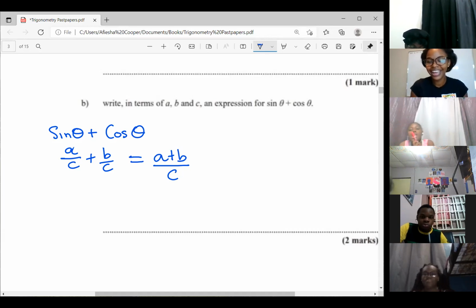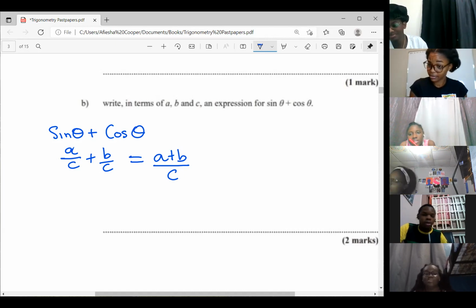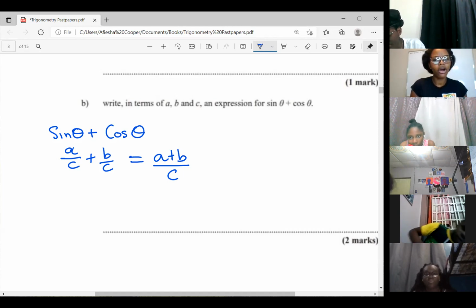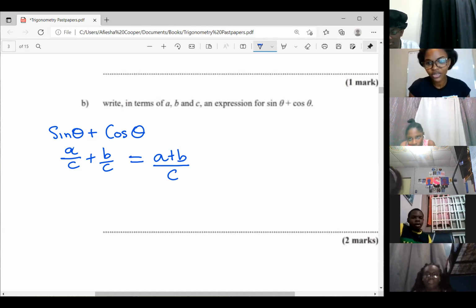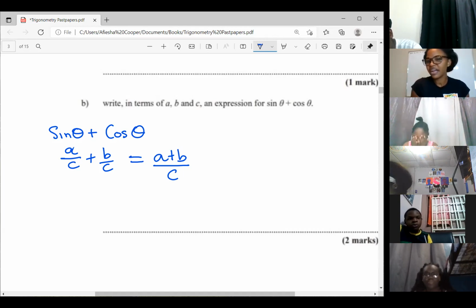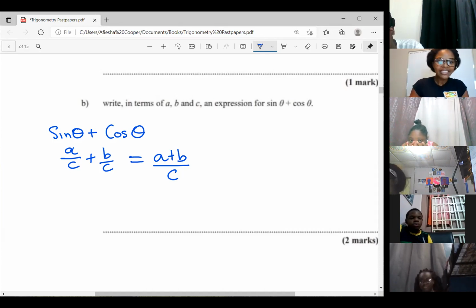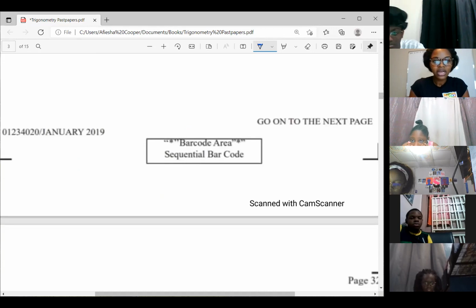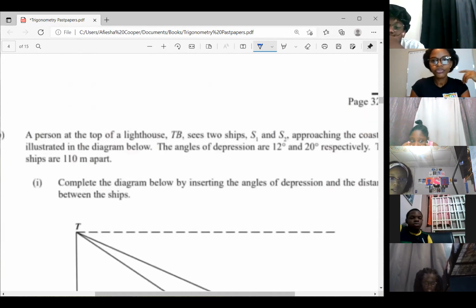Can I do half of it? I just put AC plus BC. A over C, that's not half at all. A over C plus B over C. Simplify it for the 2 marks now. Go down to the nitty-gritty. Right? So good job. Let's continue.